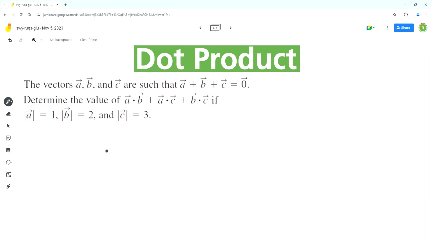So we can draw these three vectors like this. The smallest one is vector A, the middle one is vector B, and the longest one is vector C.